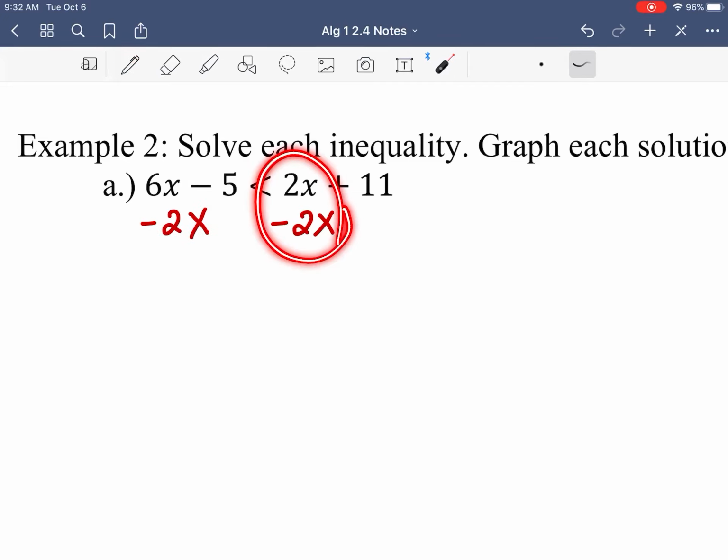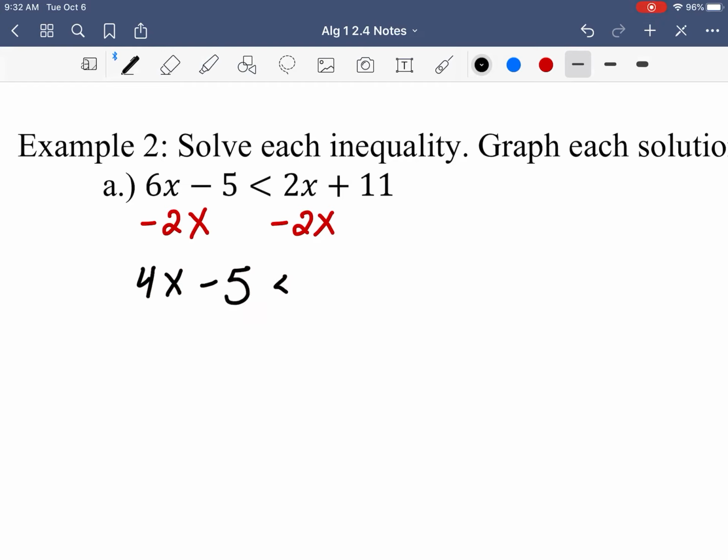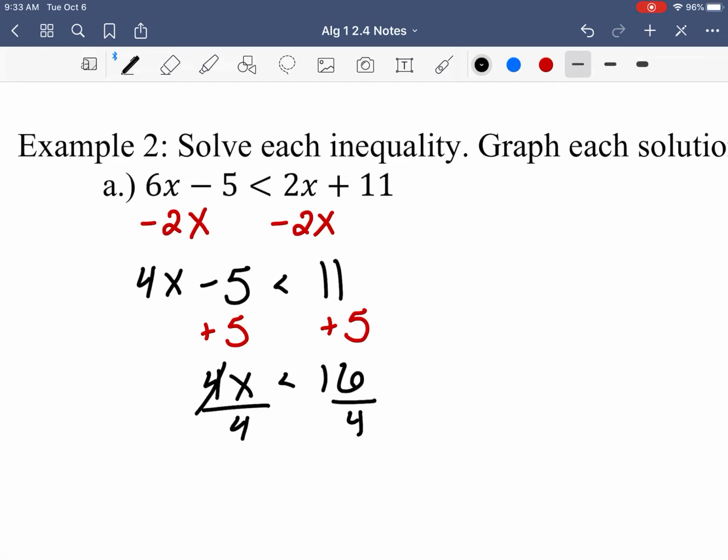So these two together get me 0. On this side, 6 minus 2x is 4x minus 5 less than 11. Now we would need to move that 5, so we're going to add 5 to both sides. Please don't do those all in one step. It tends to confuse the problem. So we have 4x is less than 16. And then get rid of the multiply by 4 by dividing both sides by 4. X is going to be 16 divided by 4 is 4. X is less than 4.